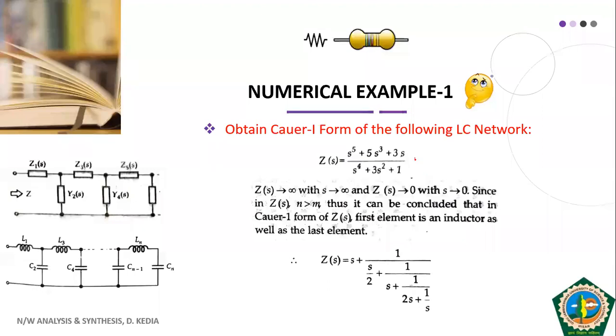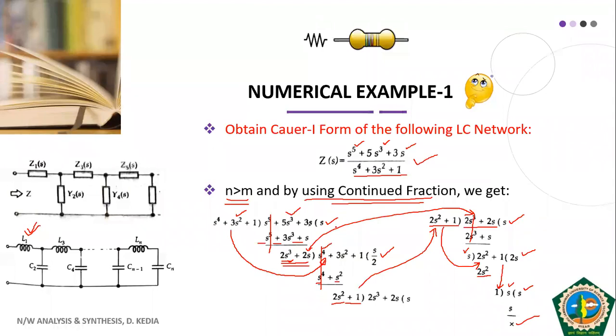After doing the continued fraction, let us see what we have got as the quotients. You have to identify the quotients. First quotient is S, then we have S by 2, then S, then 2S, then S. These quotients are these components only. This first component, Z1S, is S, Y2S is S by 2, Z3S is S, Y4 is 2S, Z5 is S. So very, very simple.